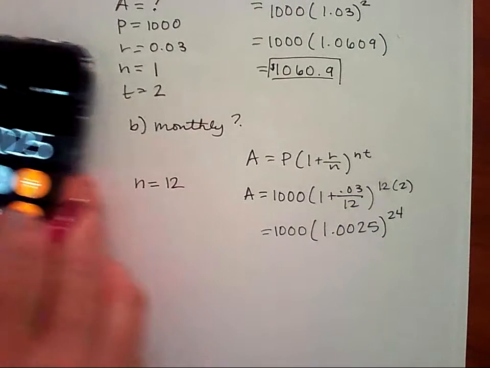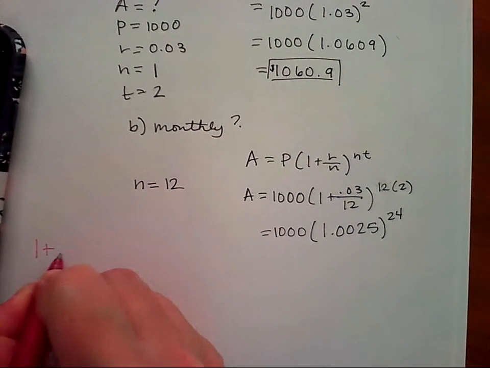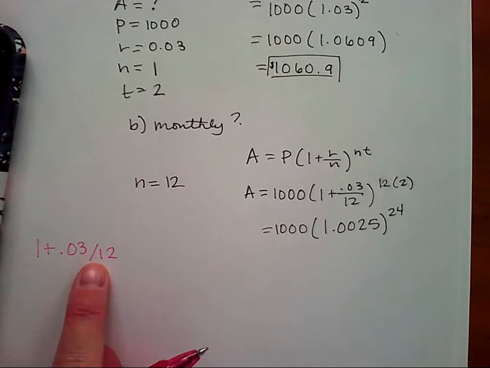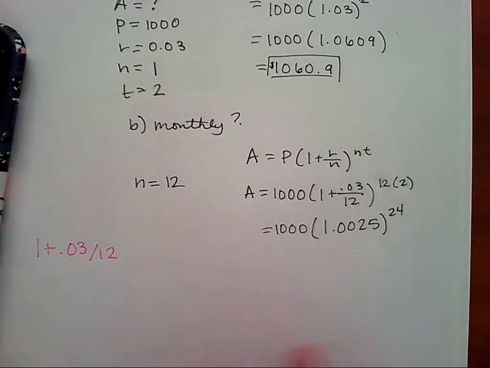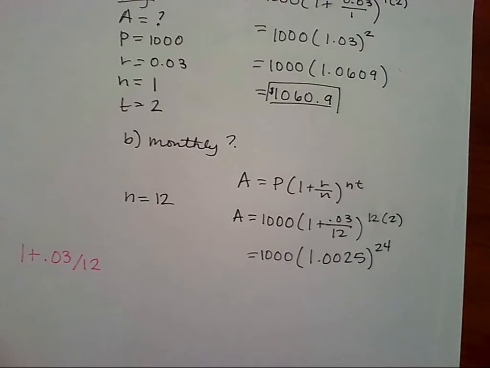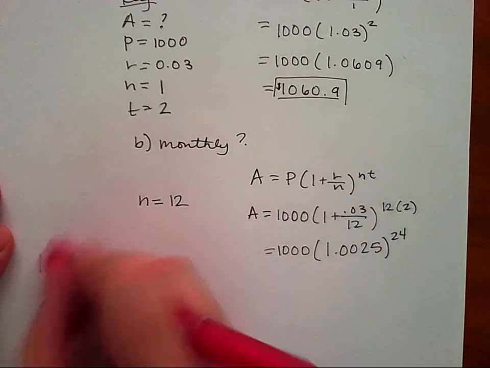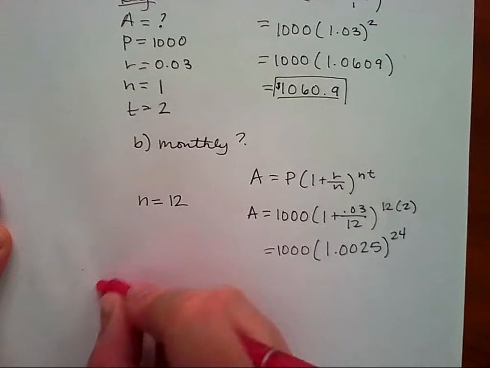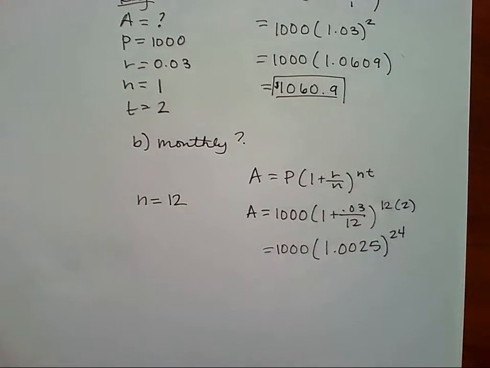A lot of people, I will see them just type this in their calculator: 1 plus 0.03 divided by 12. Here you're only dividing 0.03 by 12, and then doing 1 plus, so you're not going to get it right. So do the division first. Do the multiplication and division first, and then do addition and subtraction, right? You never know how smart a calculator is.